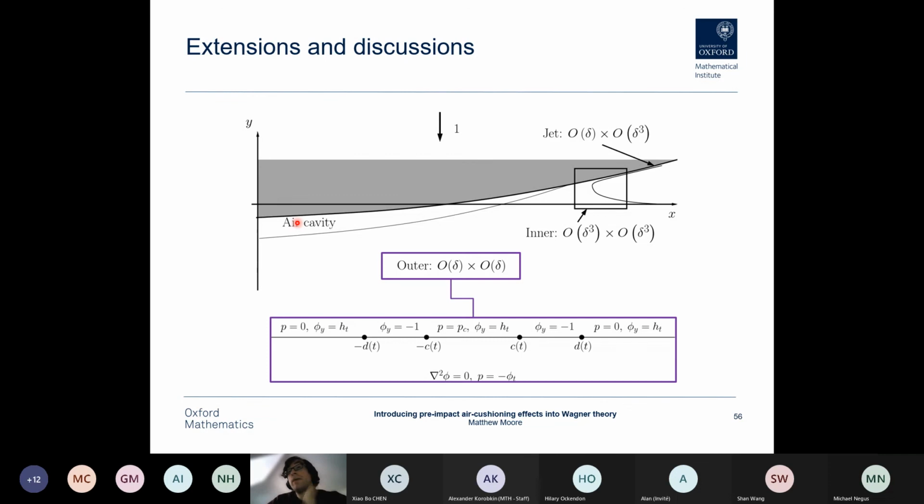So the main change will be in the outer region, where you now have the rigid body conditions here. There's no flow through the body between these two points, minus D and minus C. But now we have the cavity in the region between minus C and C, where you're going to impose some pressure condition and some kinematic condition and find out where this patch cavity is. But obviously that complicates the problem quite significantly. But it is the natural next step of where you might go if the air cavity dynamics was important in the leading order Wagner solution.